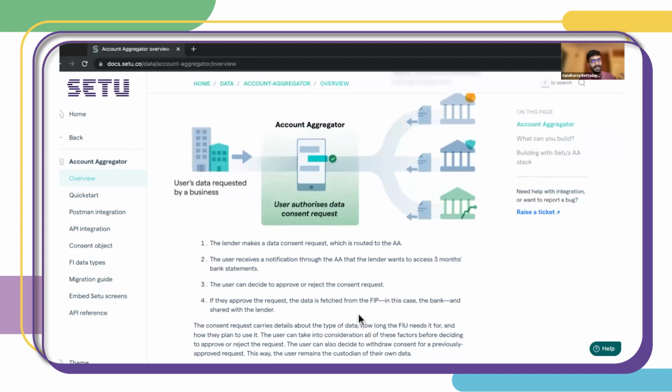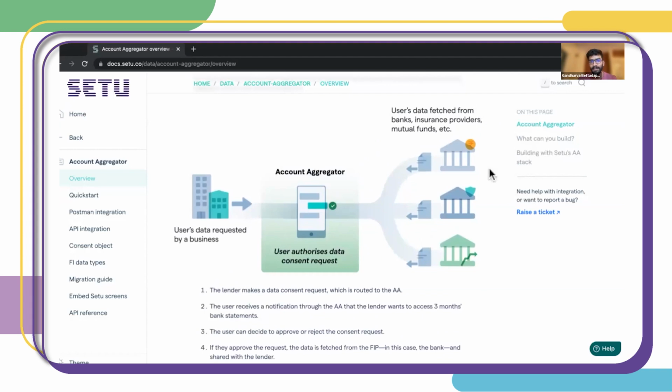If you can see this on the right side, you see there are parties called FIPs. FIPs are financial information providers. So any institution that can give you financial information, from your mutual funds to your insurance provider to your banks, or from SEBI, for example, or Zerodha, etc. Anyone who holds your financial information can give that information to any other business who wants it, but with your consent, with your approval. And that is basically the account aggregator.